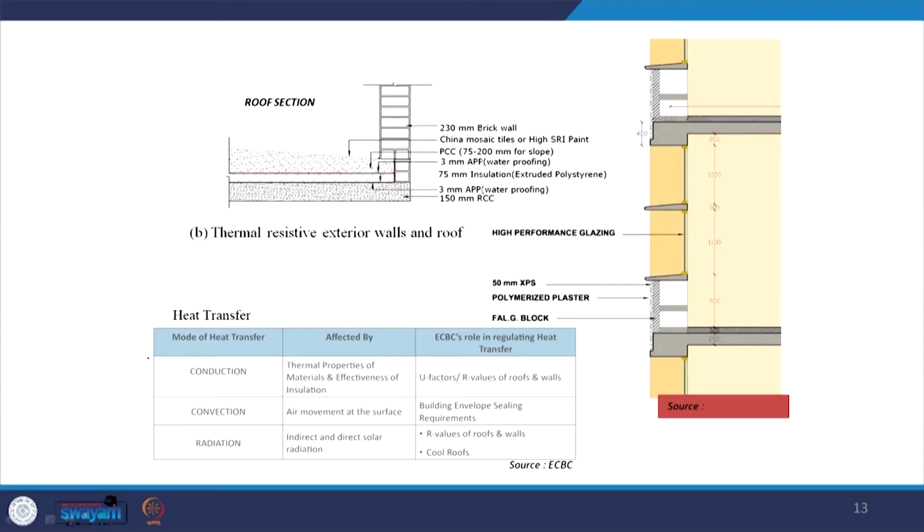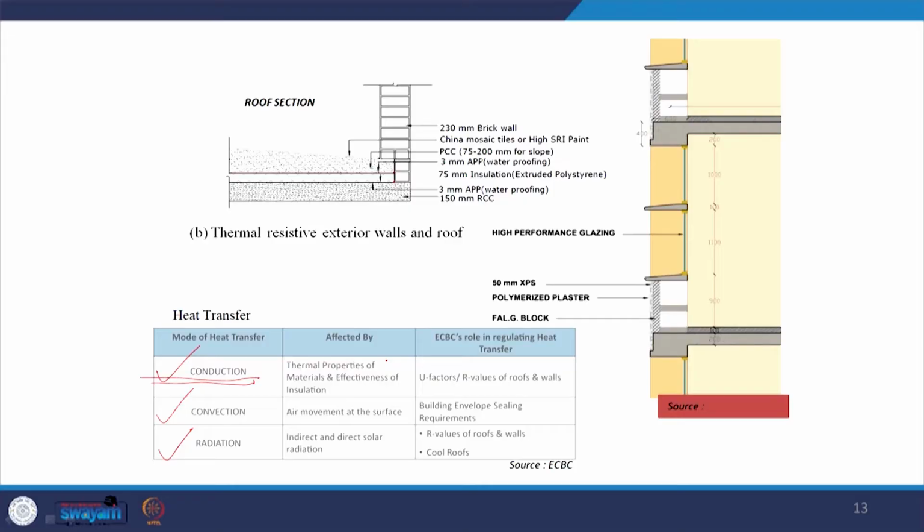So there are three different modes of heat transfer: one, conduction; two, convection; and the third is radiation. When we are talking about heat transfer through conduction in buildings specifically, we are talking about the thermal properties of the materials and the effectiveness of insulation. What kind of materials should be selected so that they reduce the heat transfer from indoor to outdoor or outdoor to indoor? The properties we have to consider are the thermal properties of these materials, for example, the U value or the R value.